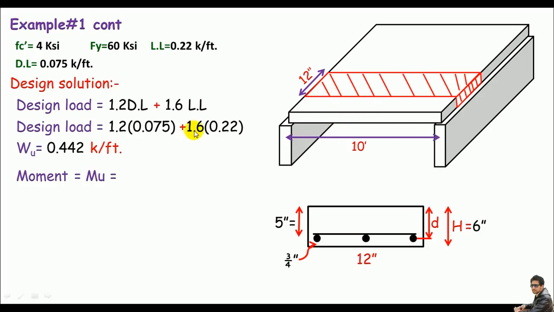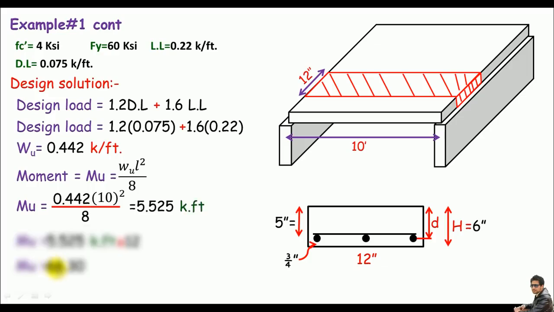Now what will be the moment? The slab is just simply supported with uniformly distributed load, so we can get the maximum moment at the midpoint equals wL squared divided by 8. Plug in and check in, we can get of course Mu equals 0.442 times the L, which is the span of 10 feet, so 10 squared divided by 8, we can get of course 5.525 kip feet. If I need to convert the value into kip inches, I'll just multiply the same digit with 12. I can get of course Mu equals 66.30 kip inches.